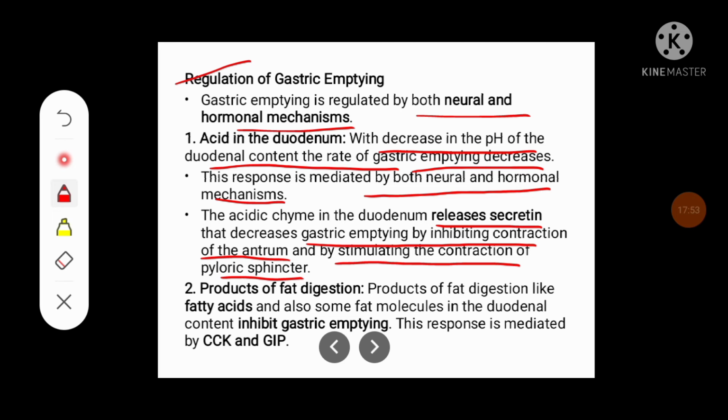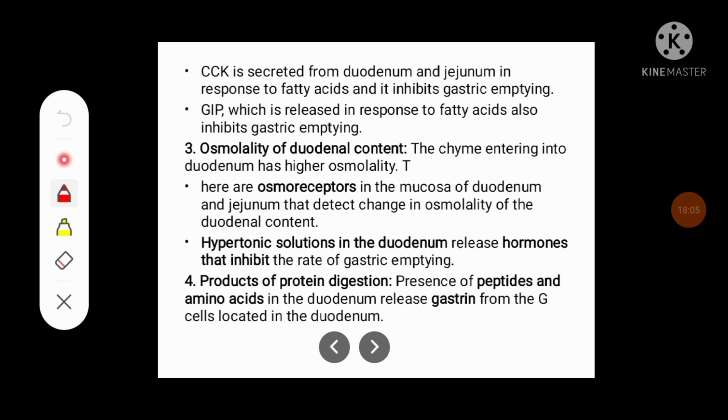Products of digestion. Products of fat digestion like fatty acids, and also some of the fat molecules in the duodenal content, inhibit gastric emptying. This response is mediated by CCK and GIP. CCK is secreted from the duodenum and jejunum in response to fatty acids and it inhibits gastric emptying. GIP, which is released in response to fatty acids, also inhibits gastric emptying.